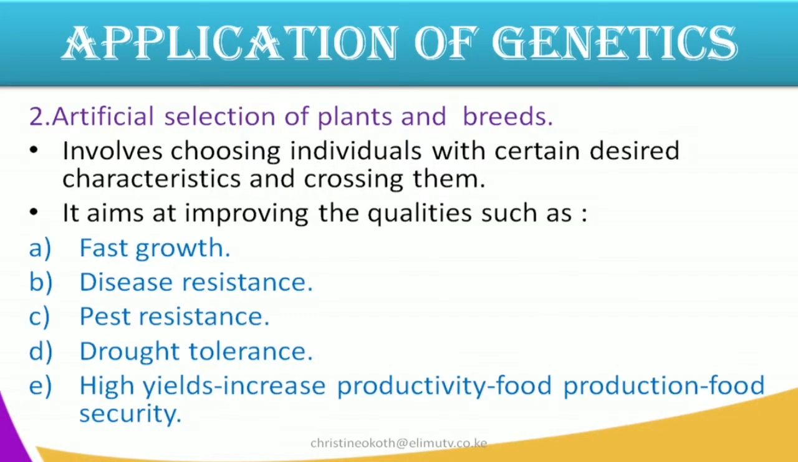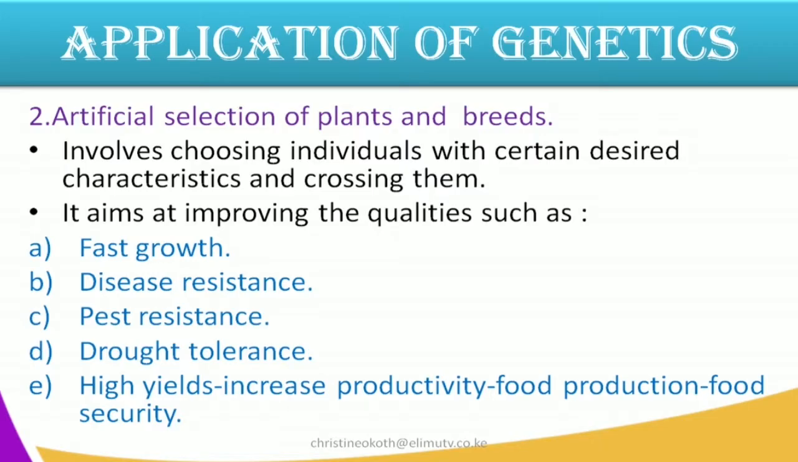Then another area being applied is in the artificial selection of plants and breeds. This basically involves the choosing of individuals that have certain desired characteristics and crossing them. If you have looked at a certain animal or a certain breed of plant, and you desire those characteristics, you simply cross it over so that the next offspring can give you the qualities that you desire.